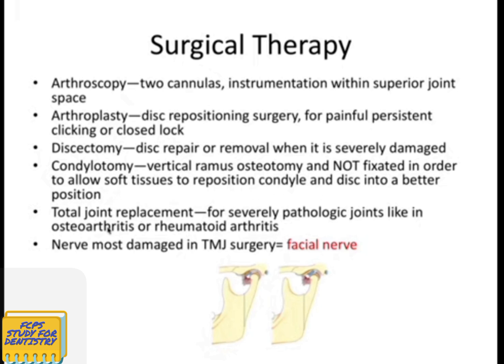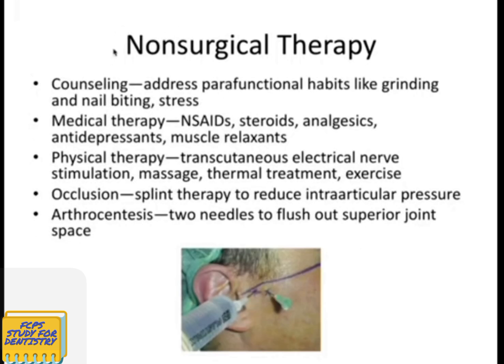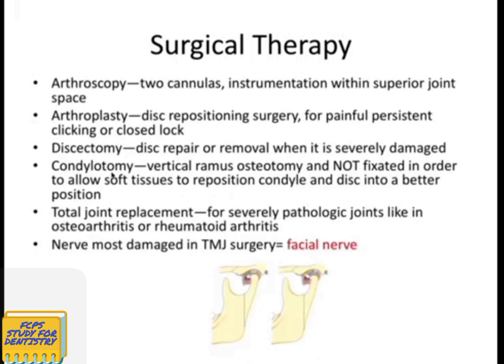There's also total joint replacement for severely pathologic joints like in osteoarthritis or rheumatoid arthritis. So in the order I'm listing these, also including the non-surgical options, we're basically starting from very conservative options to more aggressive options where the conservative options just aren't working.